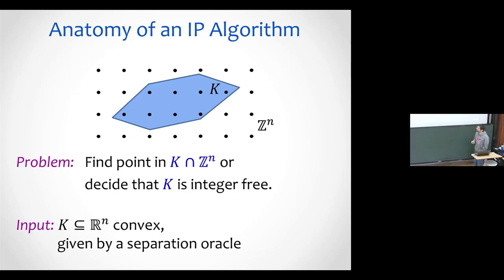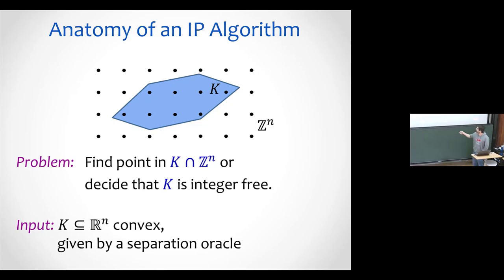Okay. All right. So what is the very high level anatomy of all of these IP algorithms? Now we're just going to focus on the feasibility question. And in fact, it turns out that, at least for the algorithms I'm going to describe, it doesn't really matter what the representation of your IP is. I can just say the feasible region is some convex set that I have something like a separation oracle for, oracle access to. Essentially all the algorithms don't really care. It'll just lose you an additional polynomial factor.